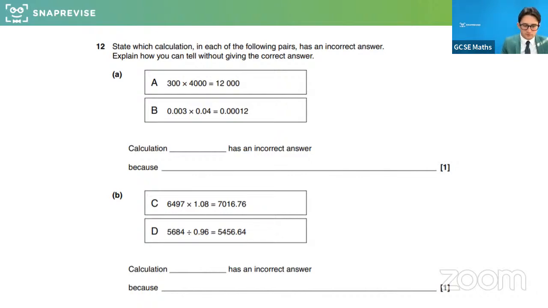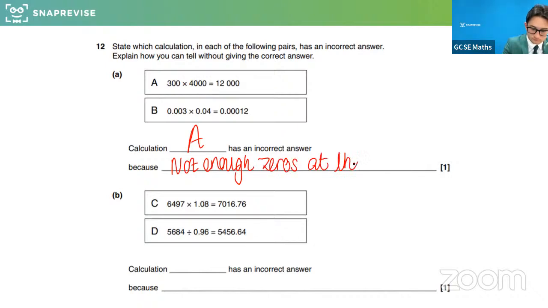If you did 3 times 4 is 12. How many zeros would we need to put on? How many places have we got to tweak? 1, 2, 3, 4, 5. So actually A is wrong. And the reason is there's not enough zeros. Yeah, so you just multiply 3 and 4, but we'll just be careful with the zeros.